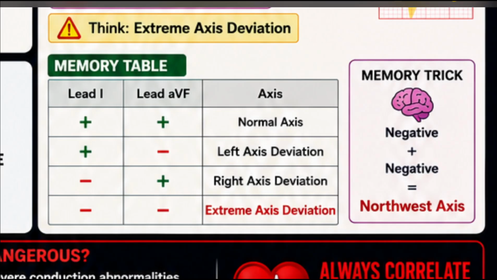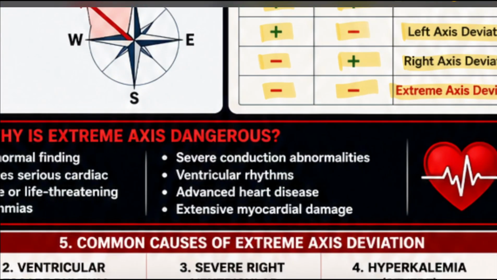So we have one memory table. If lead 1 and lead AVF are both positive, then we call that normal axis. If lead 1 is positive and lead AVF is negative, then that is left axis deviation. If lead 1 is negative and lead AVF is positive, then we call that right axis deviation. If lead 1 and lead AVF are both negative, then we call that extreme axis deviation. Okay, so both negative means northwest axis, which means extreme axis deviation.